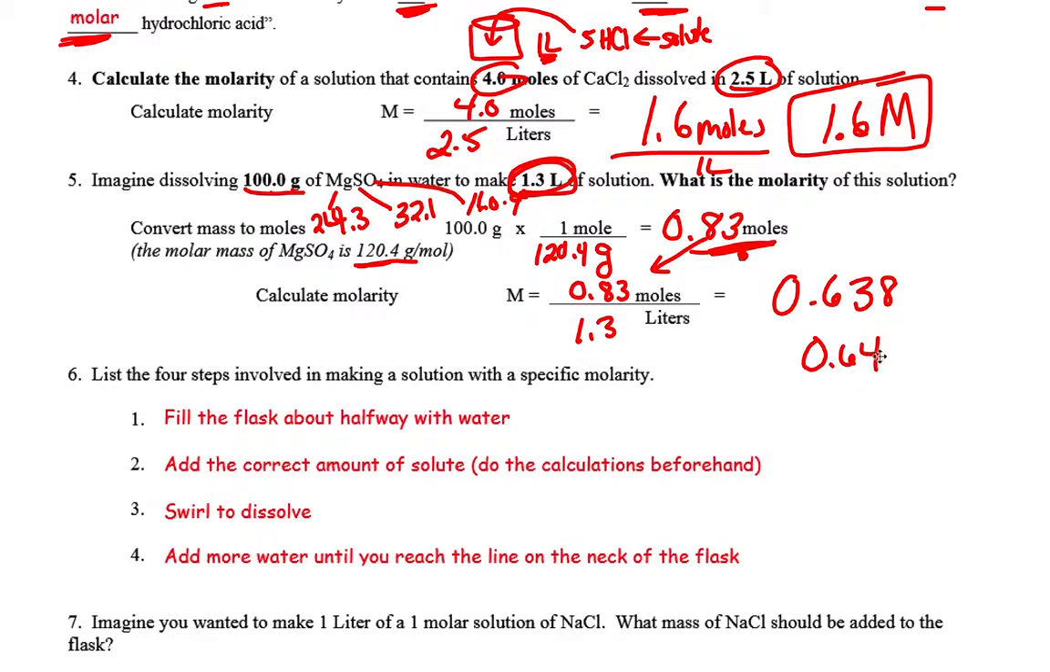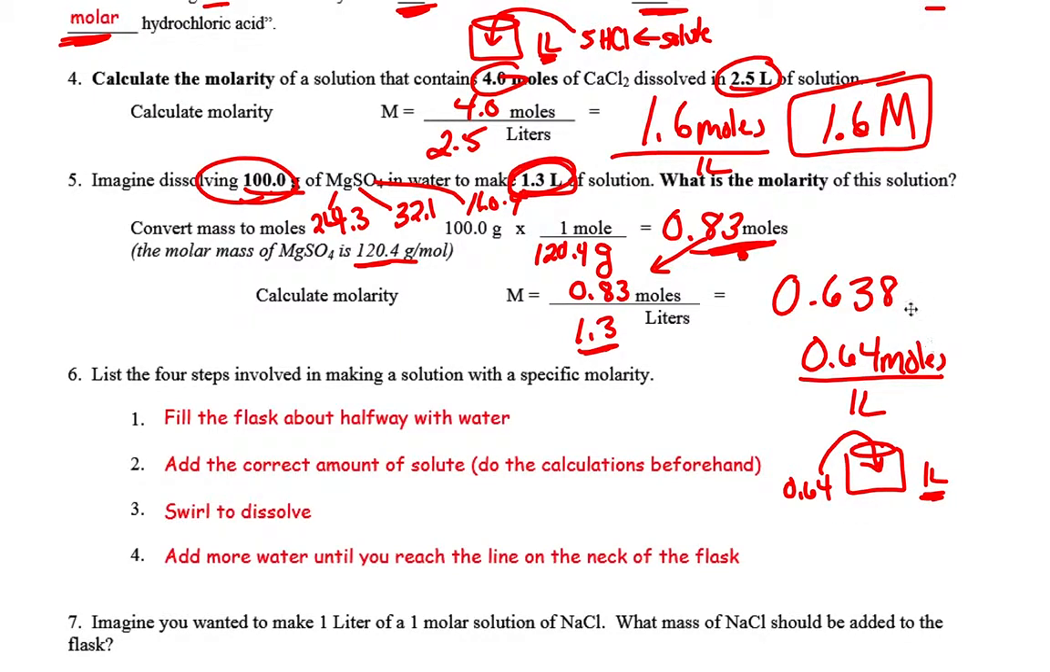Again, moles and liters don't cancel. They're not the same unit, so they don't cancel out. So we could rewrite it as 0.64 moles in every 1 liter. If I have a beaker with a volume of 1 liter, I know inside there is 0.64 moles, or 100 grams. That's 0.64 moles in every 1 liter of solution. The other way I could write it, instead of moles per 1 liter, is 0.64 big M.